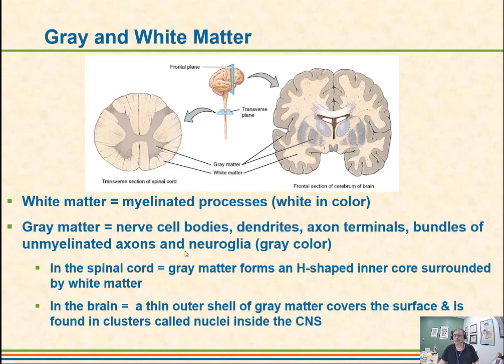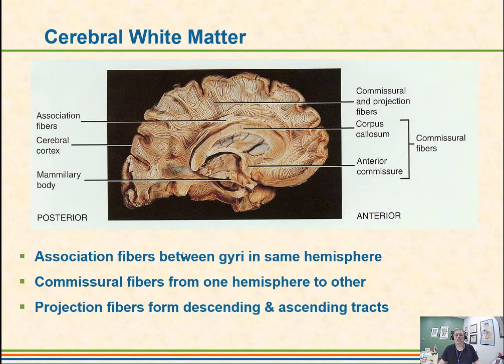Now, in terms of white matter distribution and the way that it functions, the white matter is what communicates between one cell and the other. And so we have these bands of white matter, and some of them just go, like this one here, from one of the gyri to the other. And that's called an association fiber.